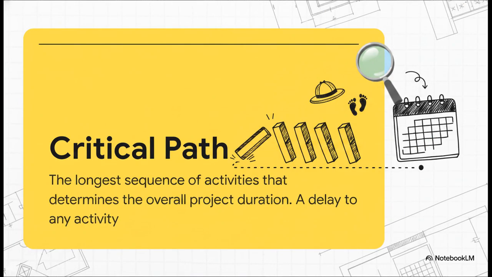Now, before we can even begin to solve the mystery, we have to understand the heart of the project. It's called the critical path. The best way to think about it is like a long chain of dominoes. It's the longest sequence of essential tasks, and if just one of those dominoes gets delayed, the whole line stops, and the entire project finish date gets pushed back. This is ground zero for our investigation.